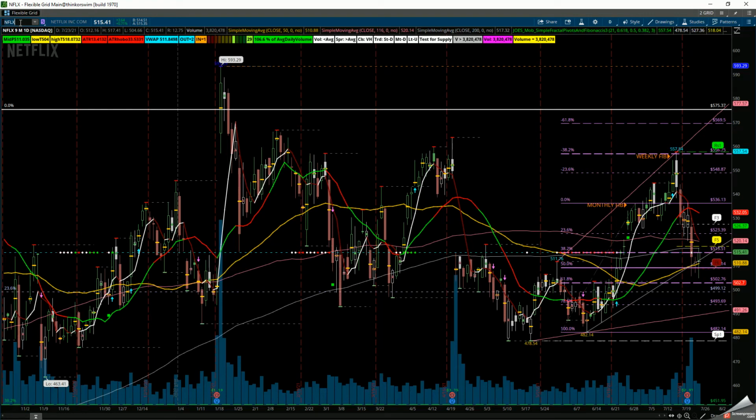So we have to keep an eye on that 50 simple moving average and that linear regression that we fell to. Does it keep that 50 and the 61 in order to continue back up? Or do we fall back to the major backside of this channel down here? I like to see Netflix continue higher, but let's see what it does.